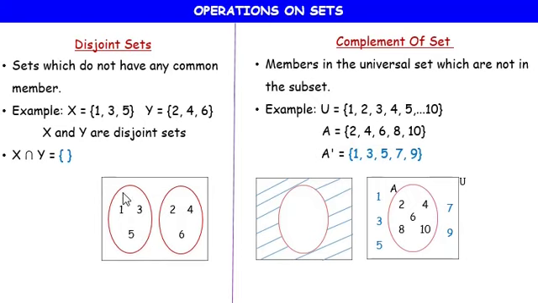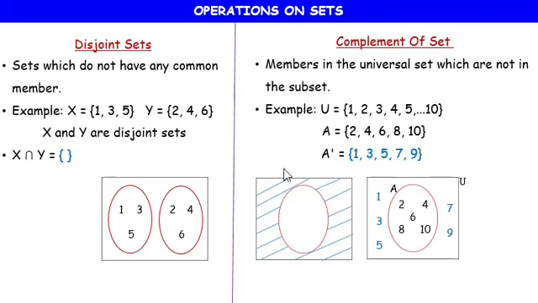So you have set X here separate from set Y, so you don't cross it. The members of set X are 1, 3, 5. The members of set Y are 2, 4, 6. Whenever you see two sets apart, it means that they are disjoint, meaning that there is nothing they have in common. Okay, let's move on to complement of set.